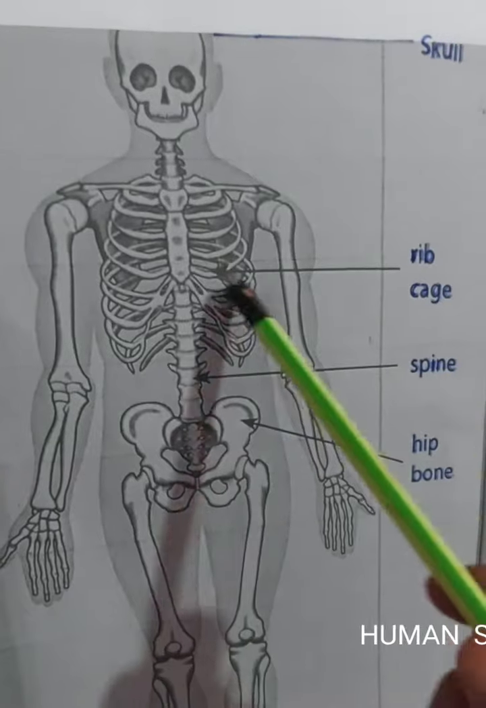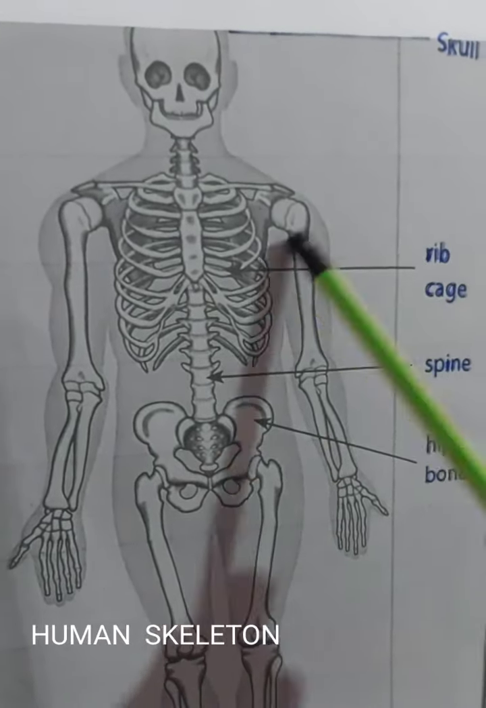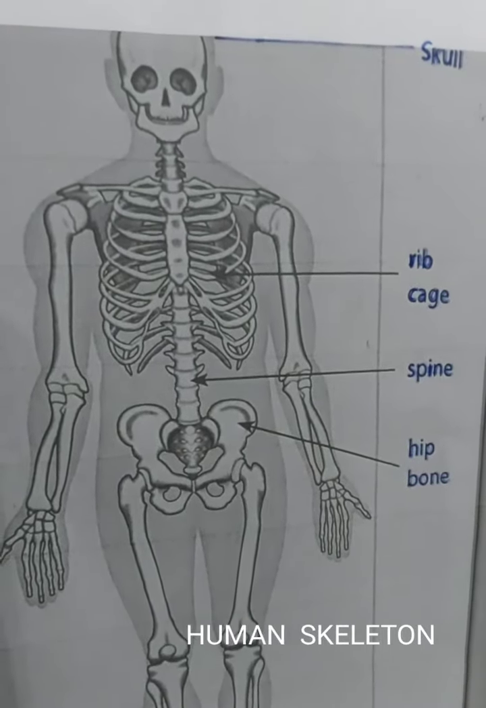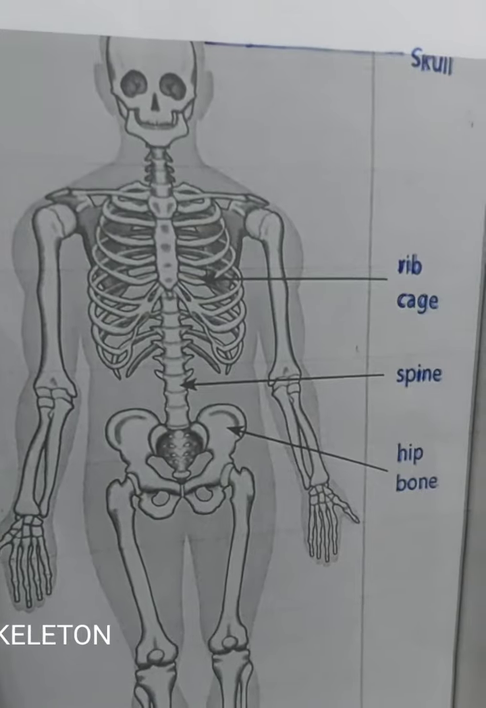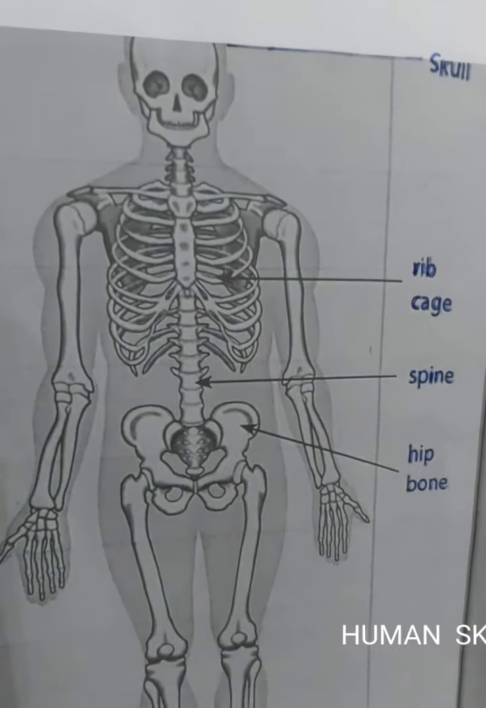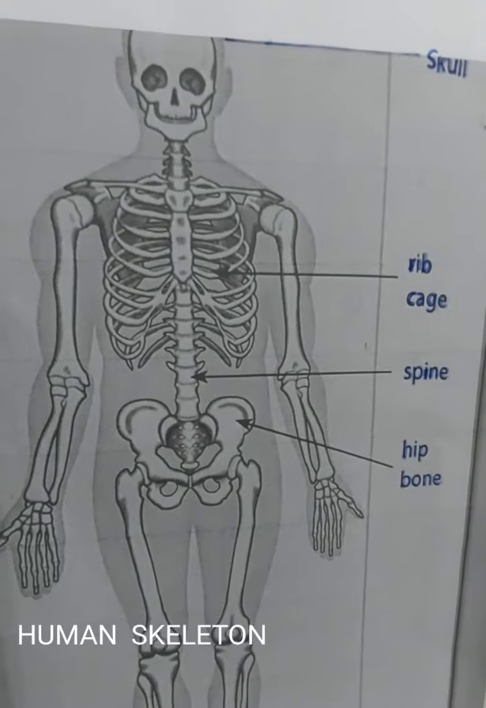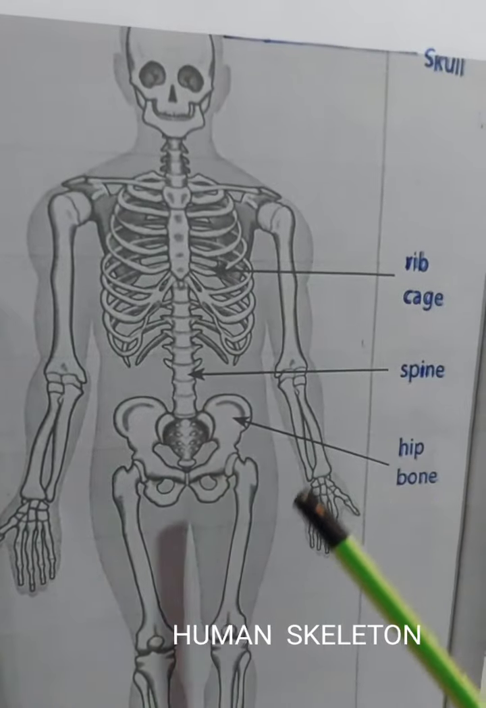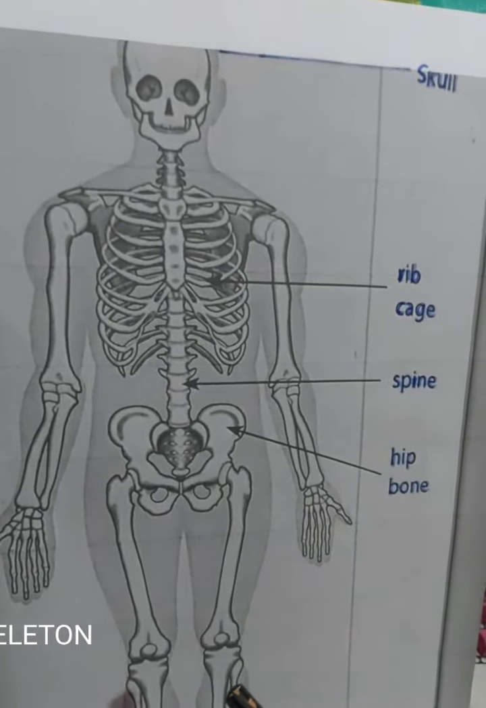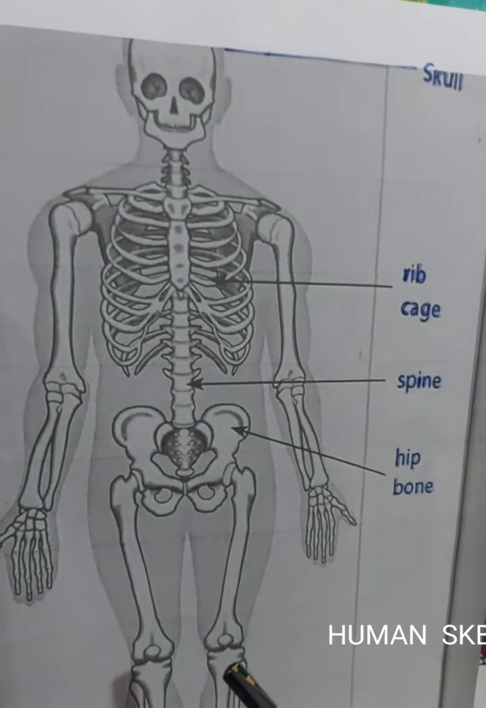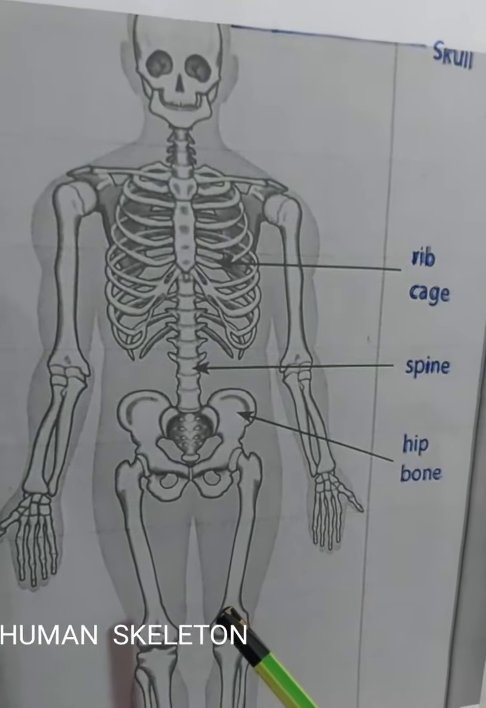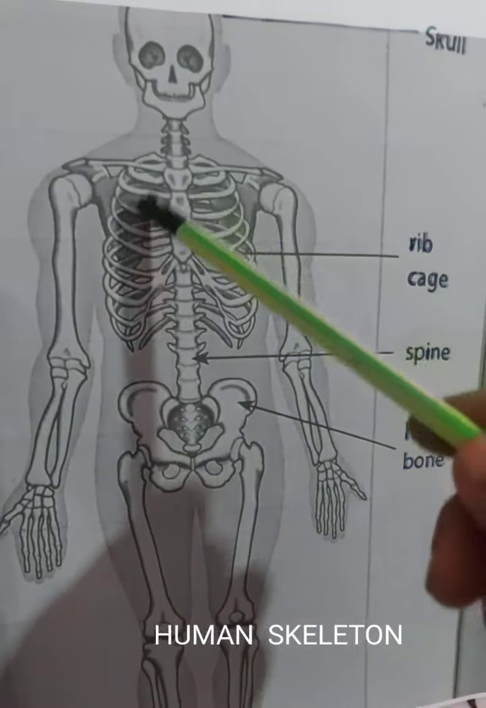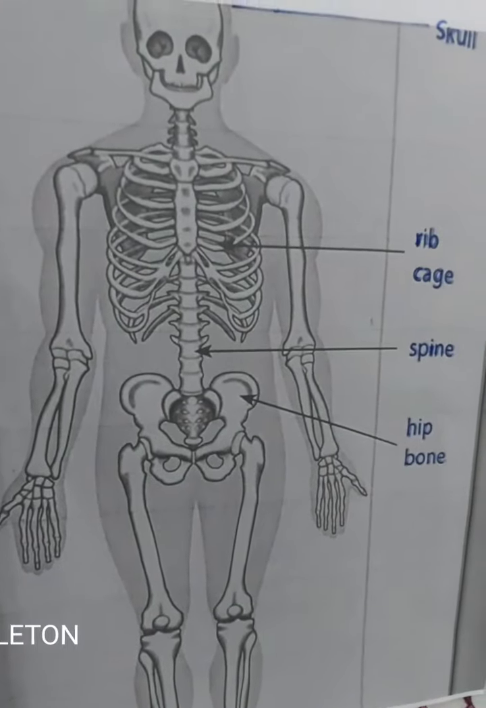Then we have the rib cage. The rib cage is in the chest. It is made up of 12 pairs of ribs. Each rib is a slender, curved bone. The top 7 pairs of ribs are attached to the spine and, at the front, to the breastbone, or the sternum. Sternum is this. It is attached to the sternum.